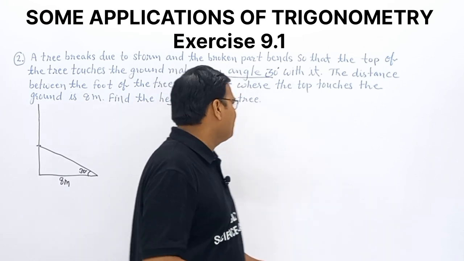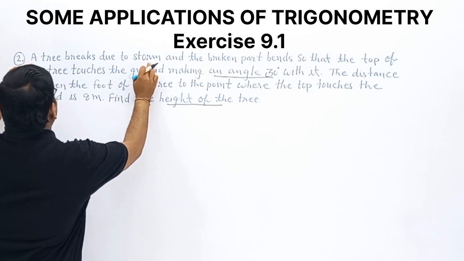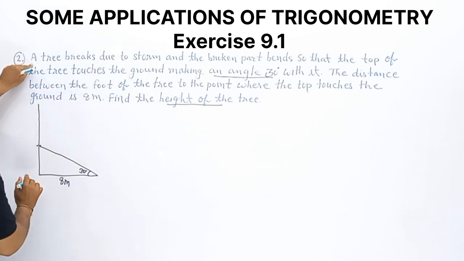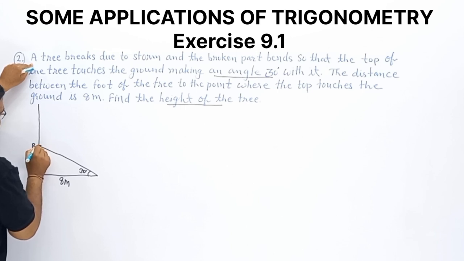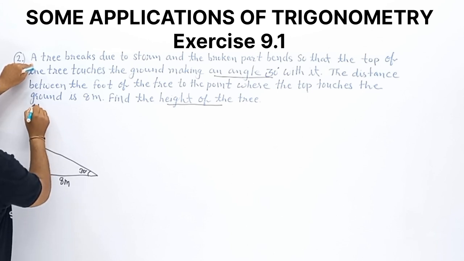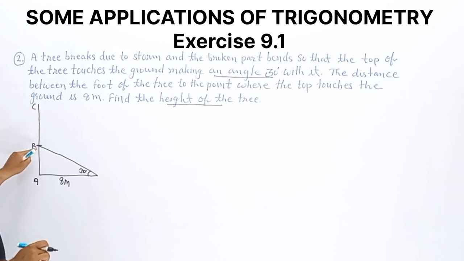So how will we calculate this? Again observe what we have. A tree breaks due to storm. This is the tree, and I am writing its names. The breaking point is B. From this point it is breaking. A, B, C: AC is the tree. It breaks at the point B.